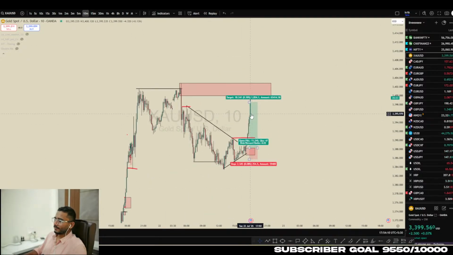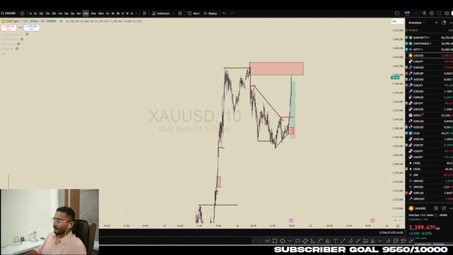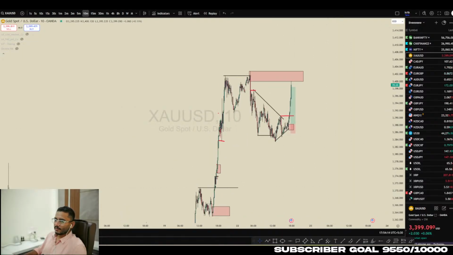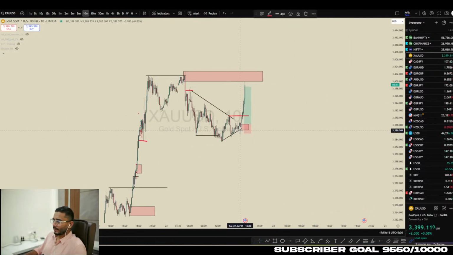Here price has tapped this order block. So we want to see some kind of structure forming, because right now it has created this high, but there is no higher low here on lower time frame. So we want a higher low to form and then it should break the structure. Then only it will be considered as change of character. But right now there is no structure where we can confirm.